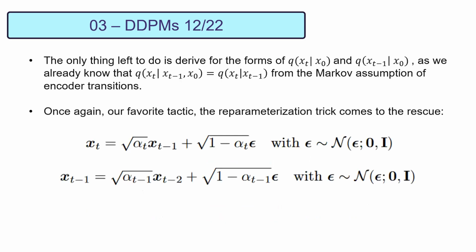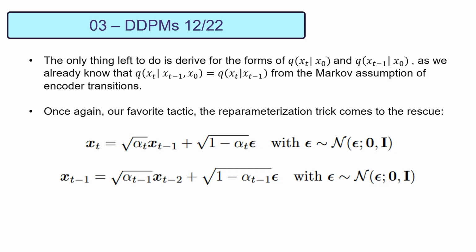So how do we make it analytical? Obviously, the favorite trick of all time: we need to reparameterize both xt and xt minus 1, right? And from the Markov assumption, as we said before, we know that q of xt given xt minus 1 and x0 is obviously equal to the one without x0. So let's say we have epsilon, which comes from the standard Gaussian. And so to define xt, how is xt defined?